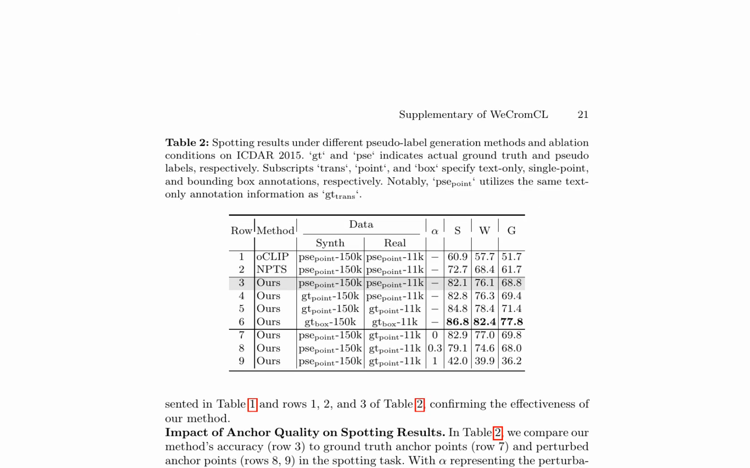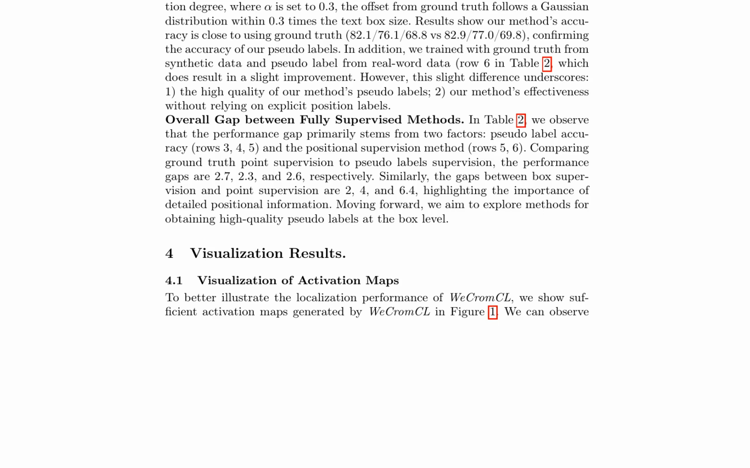The authors present a comprehensive evaluation of their proposed WeCromCL method, focusing on the spotting task on the ICDAR 2015 dataset. They compare the performance of different pseudo-label generation methods and ablation conditions, showcasing the effectiveness of WeCromCL. The impact of anchor quality on spotting results is investigated, demonstrating that the accuracy of WeCromCL is comparable to using ground truth anchor points. The performance gap between fully supervised methods is attributed to pseudo-label accuracy and positional supervision method. The authors also present activation maps generated by the model, which demonstrate WeCromCL's ability to handle complex cases.